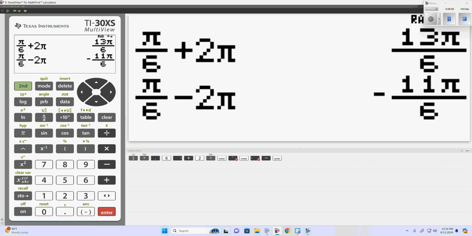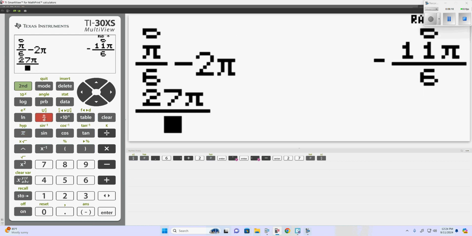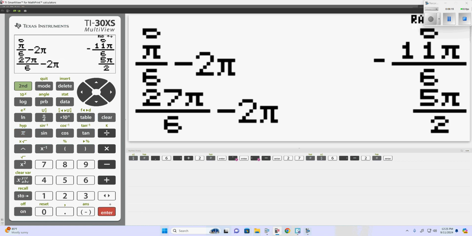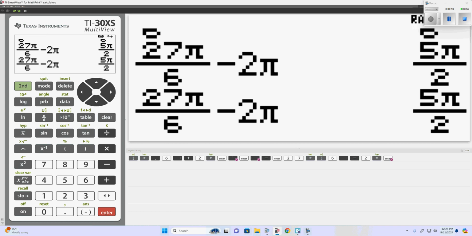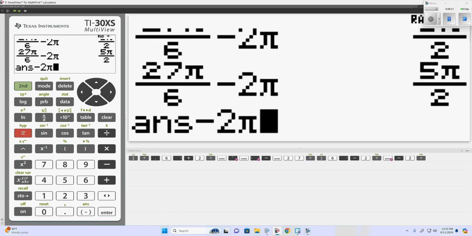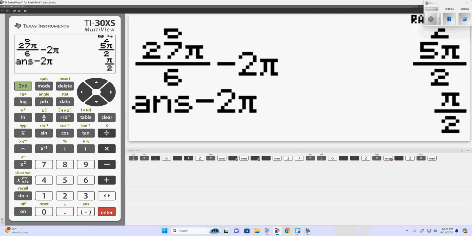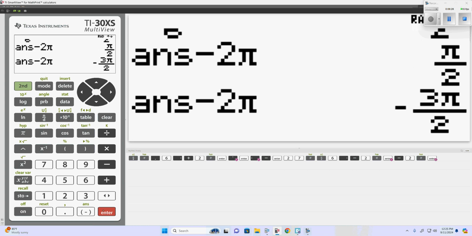Now if we said that one of them was 27 pi over 6, I can subtract 2 pi, and I get 5 pi over 2. I have a positive. Well, I'm going to need to subtract 2 pi from it again. I get pi over 2. That's still a positive. Okay, now I've got my negative. So sometimes if it's a really big positive angle, we might have to subtract it multiple times to get where we want. So we have the positive negative.